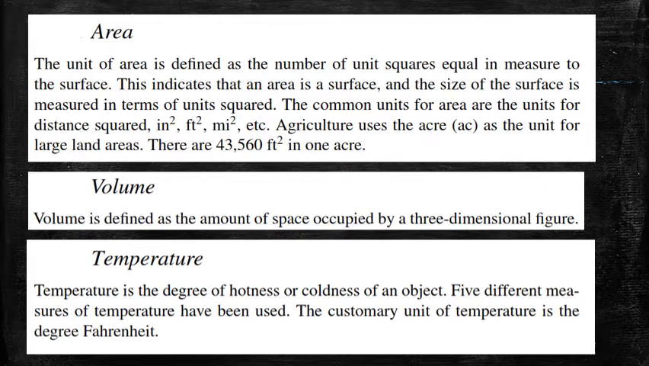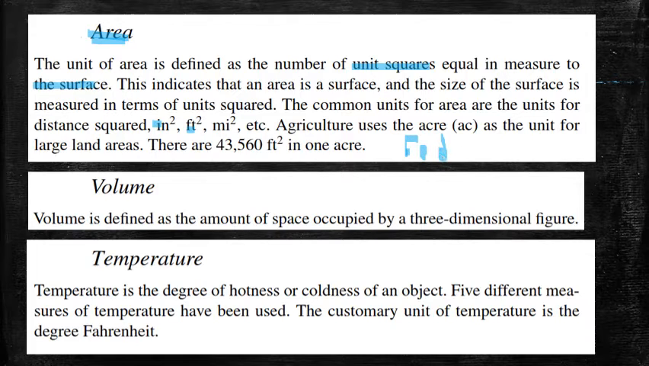Area is here. The area is unit squares equal in measure to the surface. So the area is the unit of the unit squares equal in measure to the surface. We will use inch square, feet square, mile square, meter square, and in Egypt we use faddan or fed.